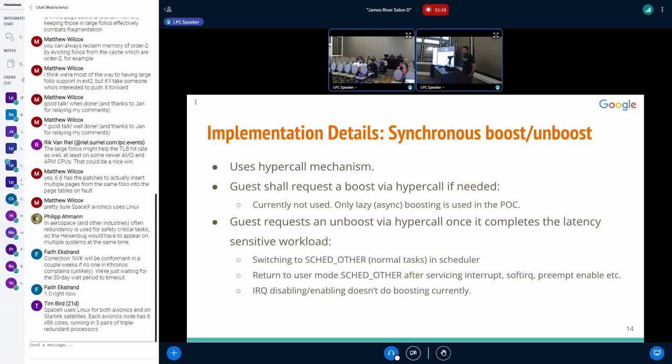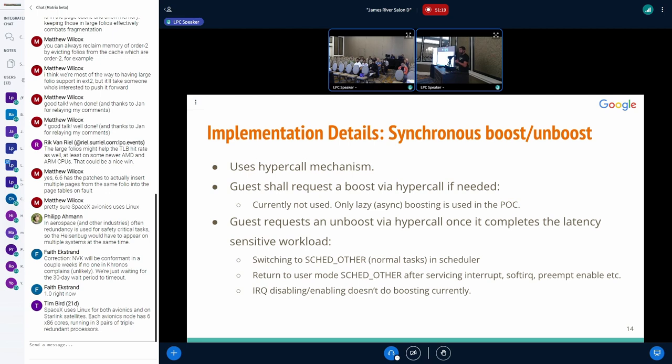Okay, so there's synchronous boost/unboost and asynchronous boost/unboost. For the synchronous part, we have a hypercall mechanism. Synchronously, the VM would issue a hypercall saying that it needs to do the boost or unboost right now. For the boost, we only implemented the synchronous part, but we're not planning to use it because we boost asynchronously, since we can avoid a hypercall a lot of the times.